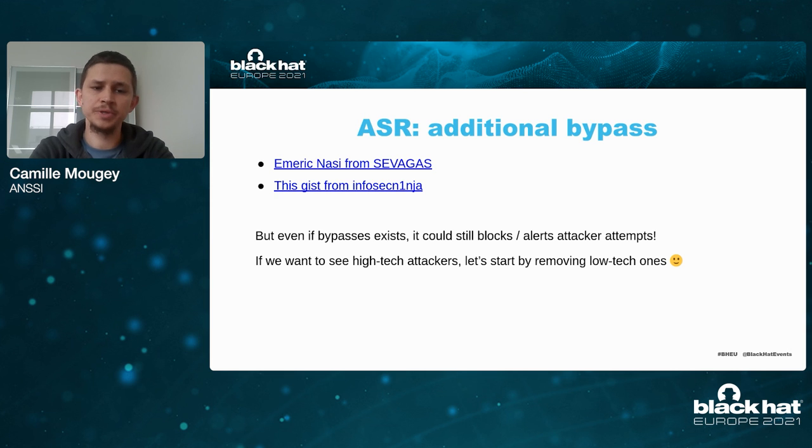Actually, there are some other bypasses that are already documented. There are some links. These bypasses don't use the same idea. They are more related to the way ASR is checking things. So for instance, it's checking that an Office application is creating a .exe. So the goal of the bypass is to create an intermediate process which will then create the file. This is all well documented if you want to have a look. But still, my short conclusion here is that even if bypasses exist, I think it could still block or alert about attacker attempts. So the story is the same: if you want to see high-tech attackers, let's start by removing the ones that we can catch that way. Remove the noise, actually.